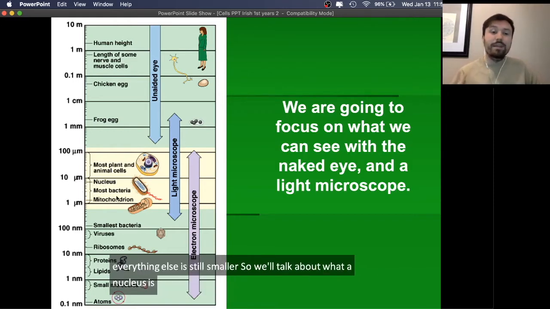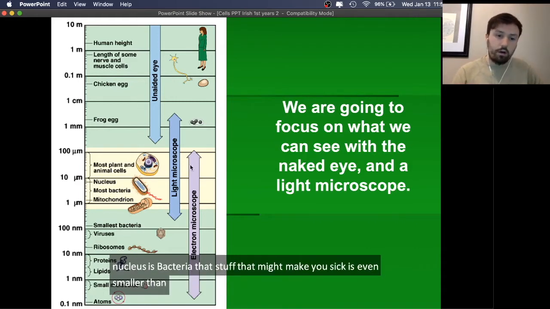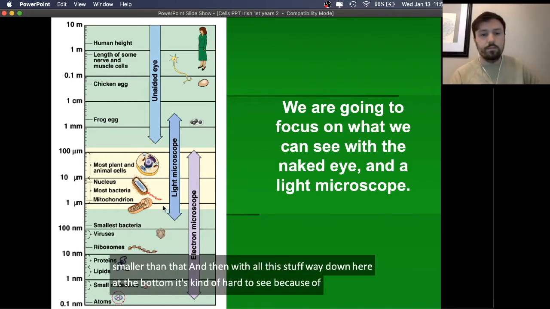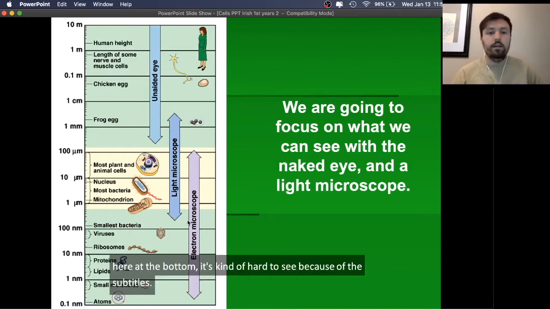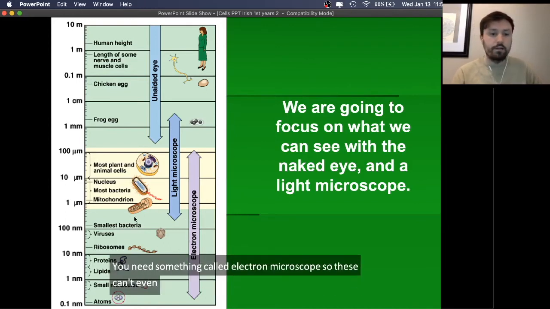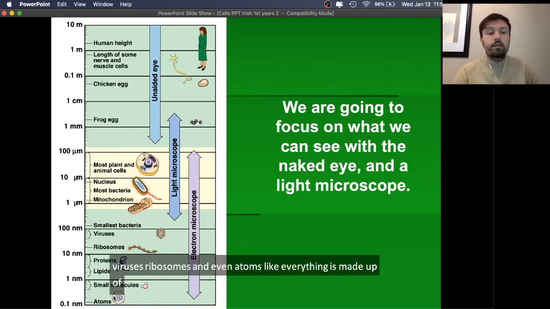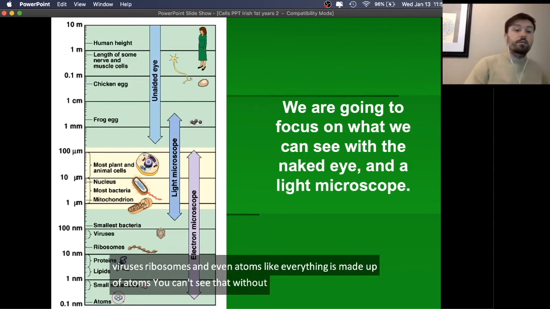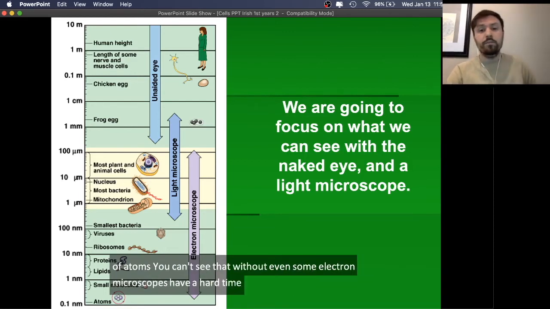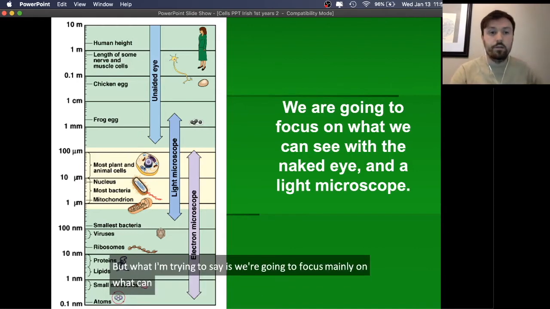Bacteria, that stuff that might make you sick, is even smaller than that. And then all the stuff way down here at the bottom, it's kind of hard to see maybe because of the subtitles, you need something called an electron microscope. So these can't even be seen with a normal light microscope. Viruses and ribosomes and even atoms, like everything's made up of atoms, you can't see that without, and even some electron microscopes have a hard time seeing that. But what I'm trying to say is we're going to focus mainly on what can be seen with a light microscope so far, okay?